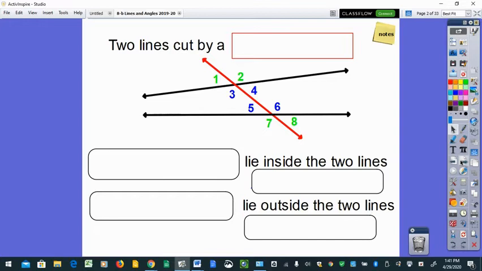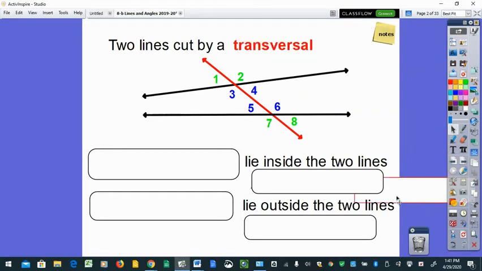So first of all, I've got two lines here on my screen that are in black, and there's a red line that's crossing them. So it's like there's two streets, black, and a red one coming across and hitting both. That red line, first of all, is called a transversal. It transverses across those two lines.